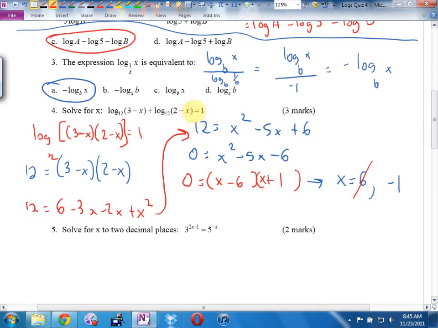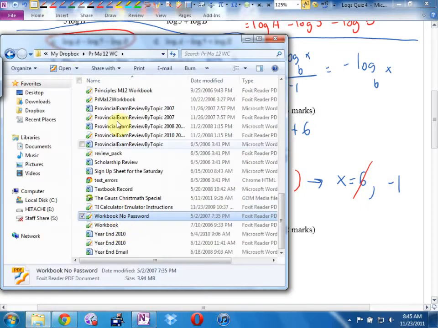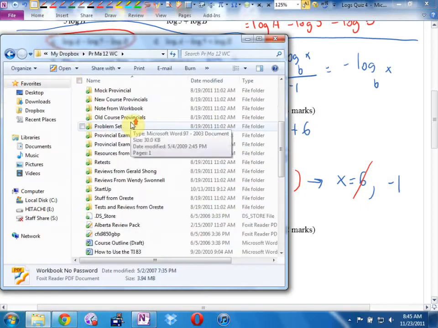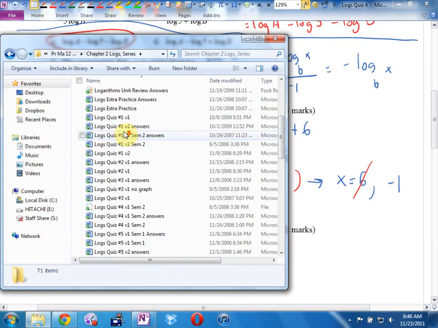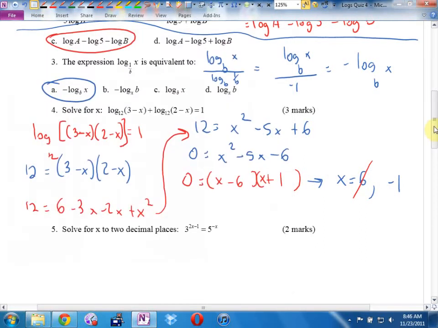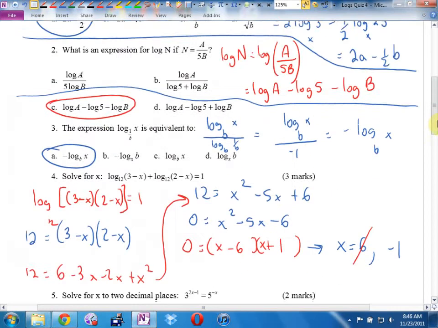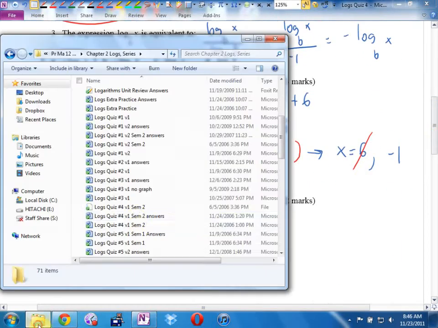So, for 3 marks, if you ended up with most of this, a 6 and a negative 1, and you crossed out the 6. Otherwise, how did I give up part marks? That's a great question, Mr. Dueck. How did I give up part marks on this? This is quiz 4. Semester 1 or semester 2? It doesn't say. It says semester 2?